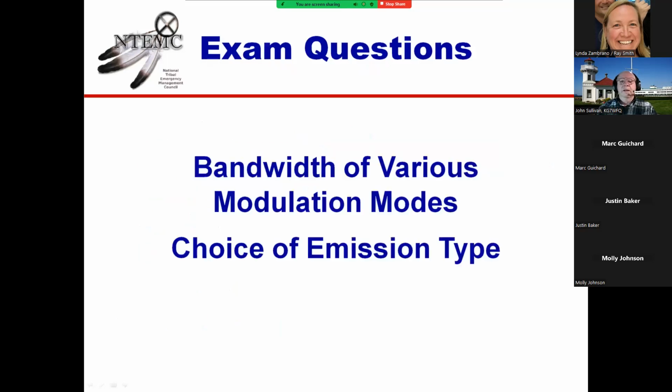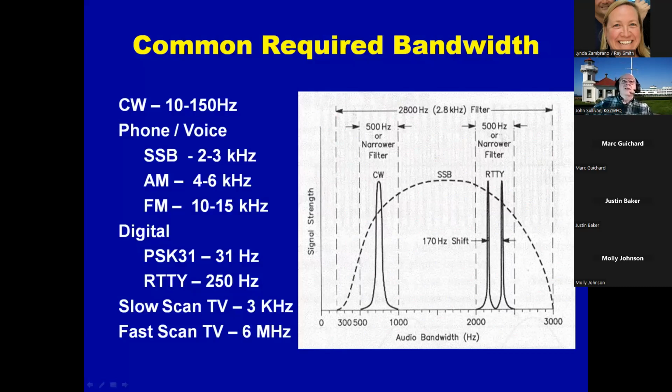Okay. So we talked a little bit about bandwidth. Let's take a closer look at bandwidth and how that impacts your choice of emission types. Here's an illustration of the different bandwidths. You can see that CW is between 10 and 150 hertz, and on the illustration on the right, you can see that tiny, sharply peaked signal on the left. For phone or voice transmission, single sideband is 2 to 3 kilohertz.